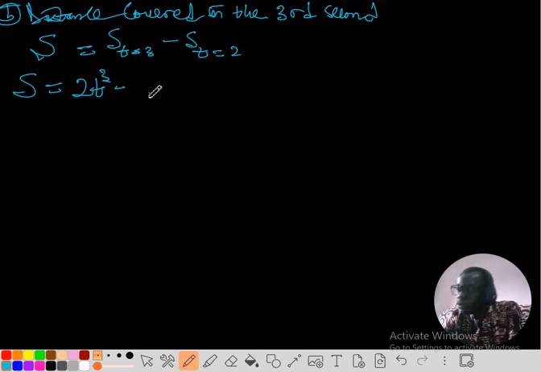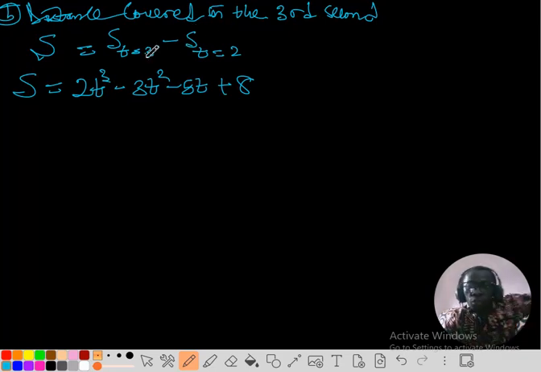as x equals 2t raised to power 3 minus 3t squared minus 5t plus 8. So anywhere we see t here, we just solve this twice, when t equals 3 and when t equals 2. So we can do this together. Distance in the 3rd second as x, which is x when t equals 3. We first substitute t equals 3 into this equation.